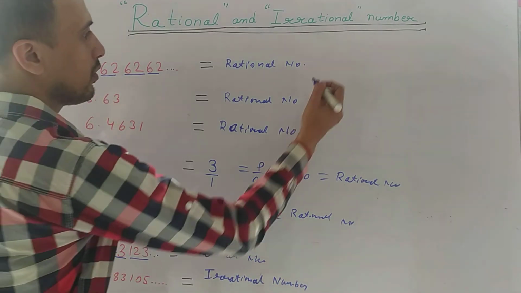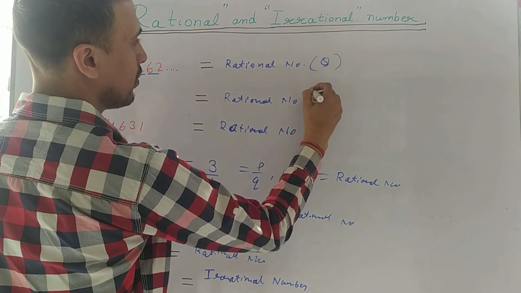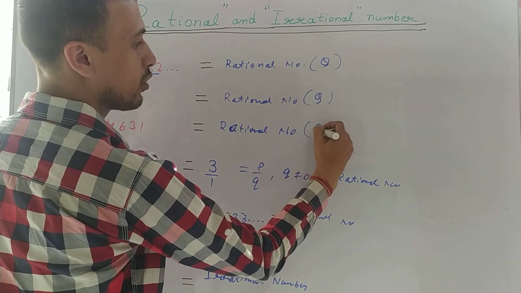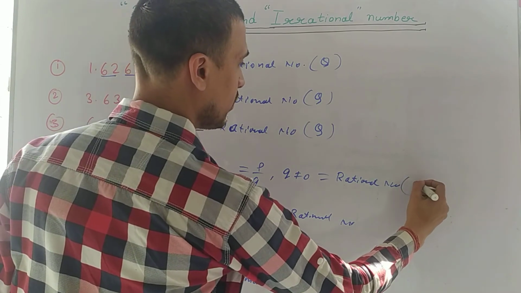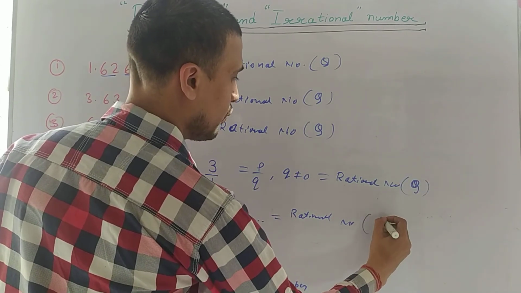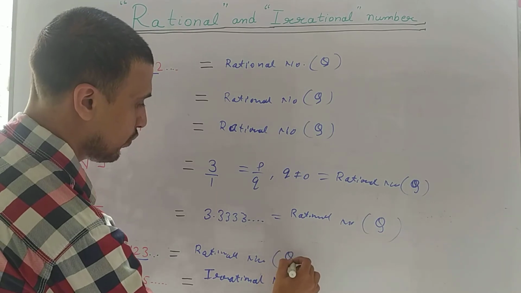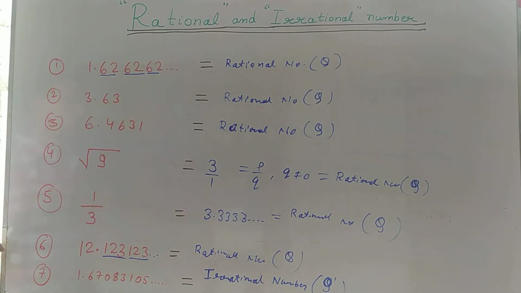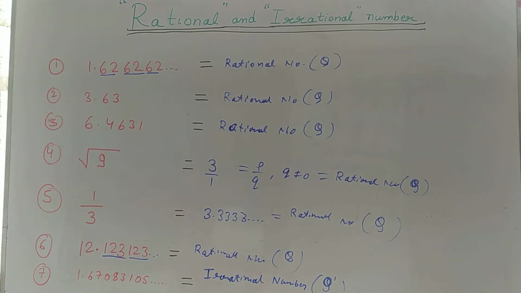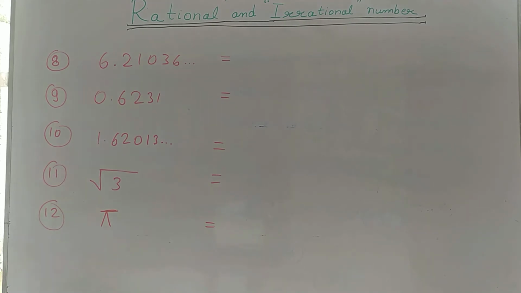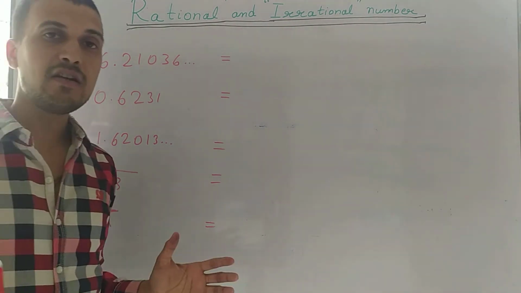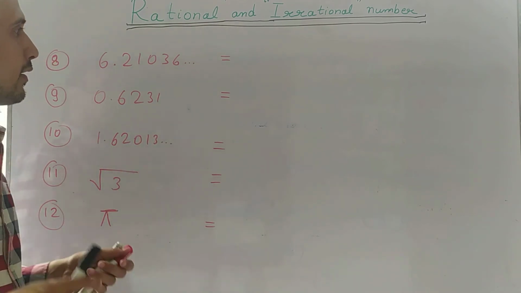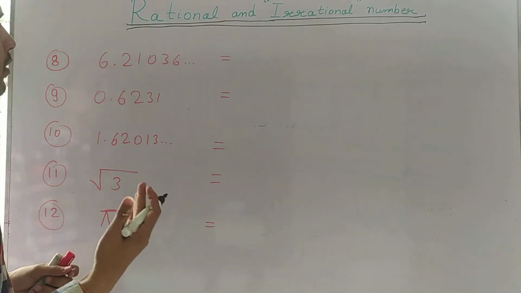How to denote it? We can write here Q, because we generally denote the rational number by capital Q, and the irrational number by capital Q dash. Clear? Let us take some more examples. Now you can see here are some more questions I have given. Now try to do these questions.